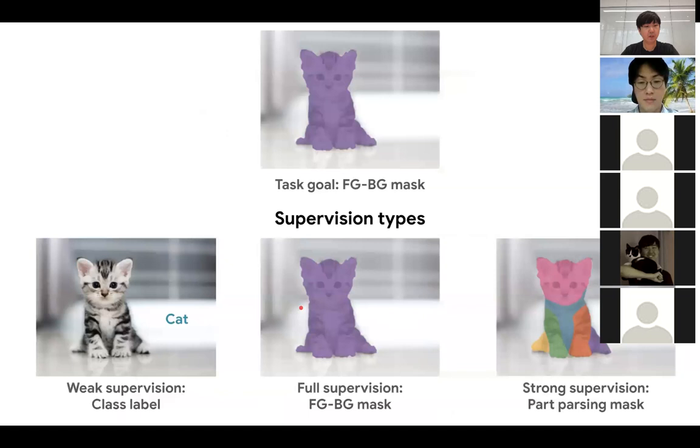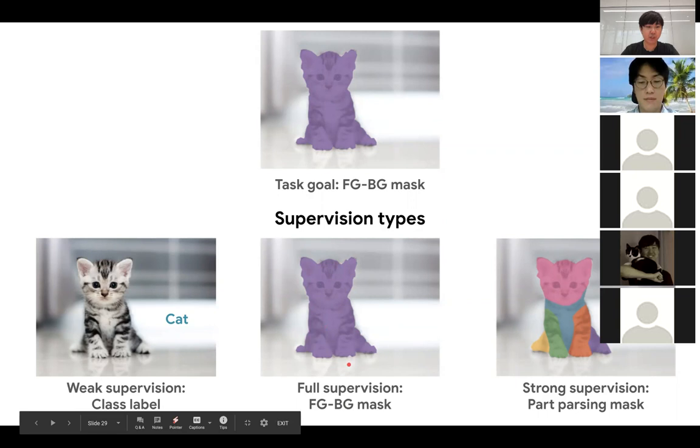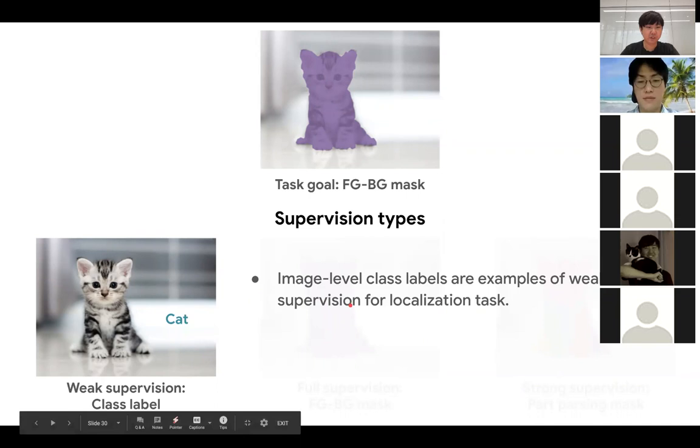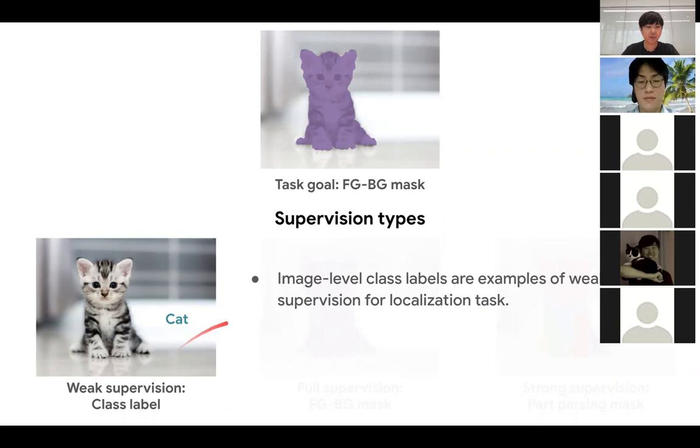Object localization can be divided according to the types of supervision. First, full supervision means that we have mask annotations for training the model. Next, strong supervision has a more powerful type of information such as part annotation. Weak supervision does not have perfect information about the location of the object. Image level class labels indicate whether the target class is in this image. This image level label is one example of weak supervision for localization.